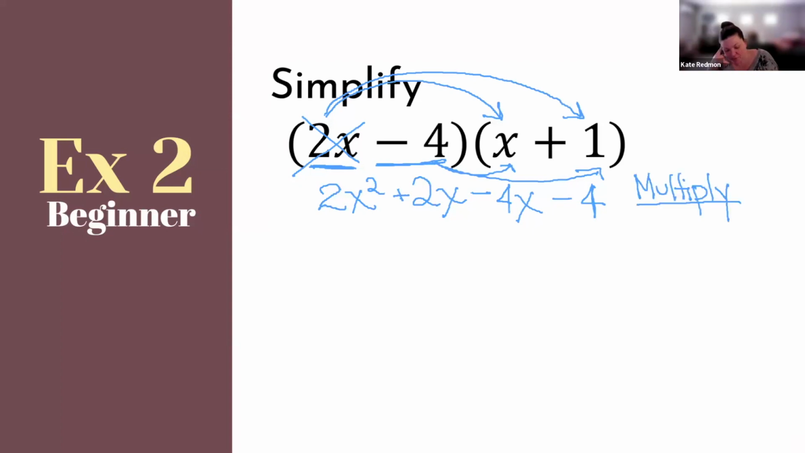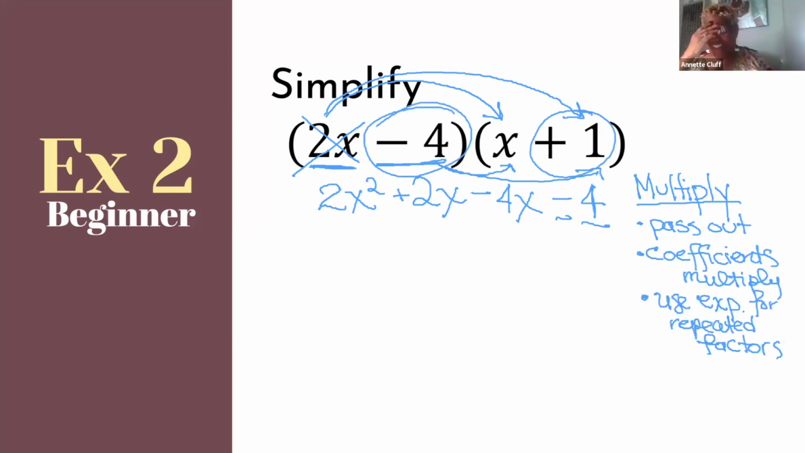In the first step, we're multiplying. And when we multiply, we pass out. Coefficients multiply, and then we use exponents for repeats. Now that I've finished multiplying in pieces here, it's time to put together any of the pieces that can combine.